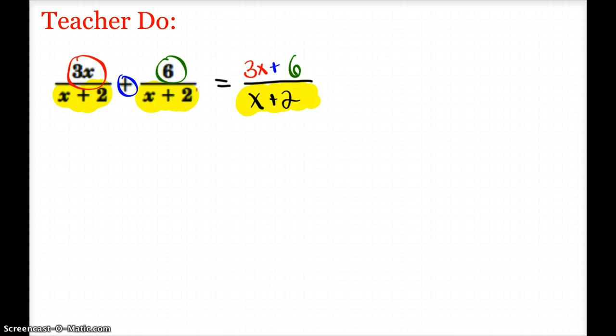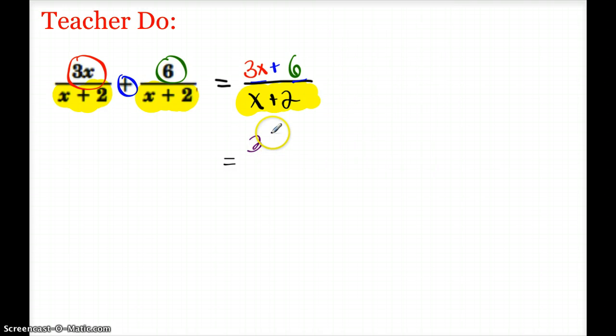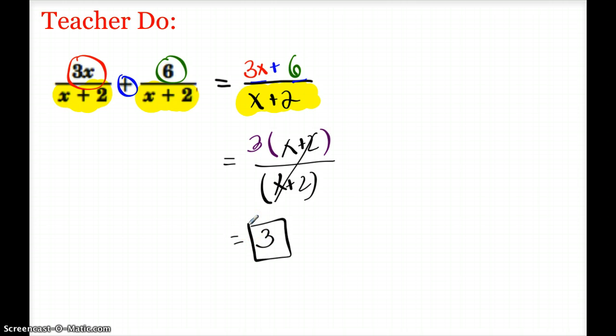So here, I'm going to rewrite this as 3, or GCF, because 3 and 6 are both divisible by 3. So the GCF of 3, and the remainder is going to be x plus 2. 3 times x is 3x, 3 times 2 is 6, and the denominator x plus 2. Now, these can go away, and our final answer is going to be 3, or 3 over 1.